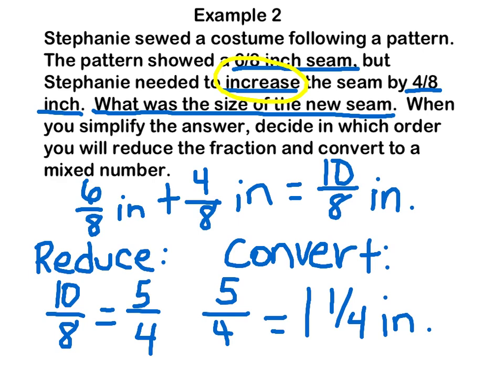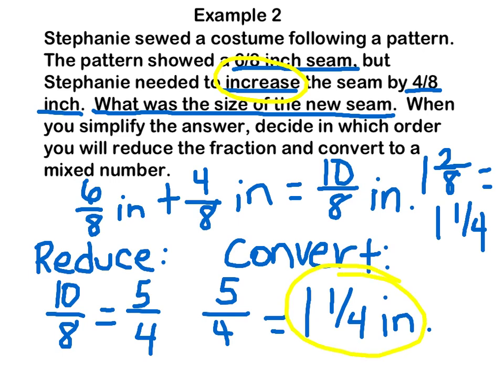Now, could you have done this the other way and turned 10/8 into a mixed number first and then reduce that? Sure, you could have. That would have looked like 10/8 reduces down to 1 2/8. Okay? And 2/8 reduces down to 1/4. So our answers still would have matched because we got 1 1/4 inch over here and 1 1/4 inch over here.